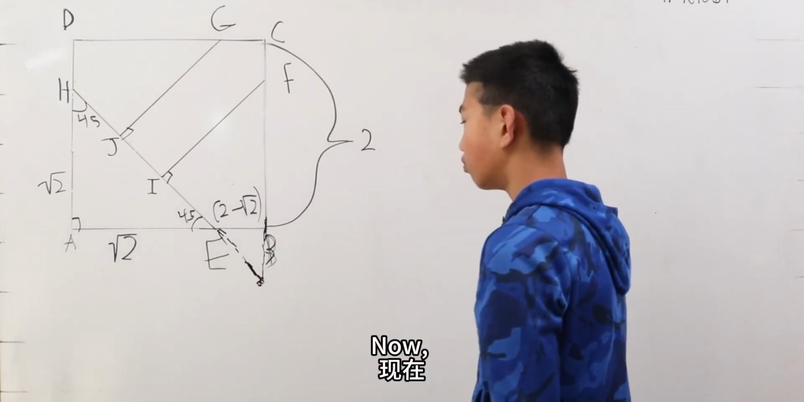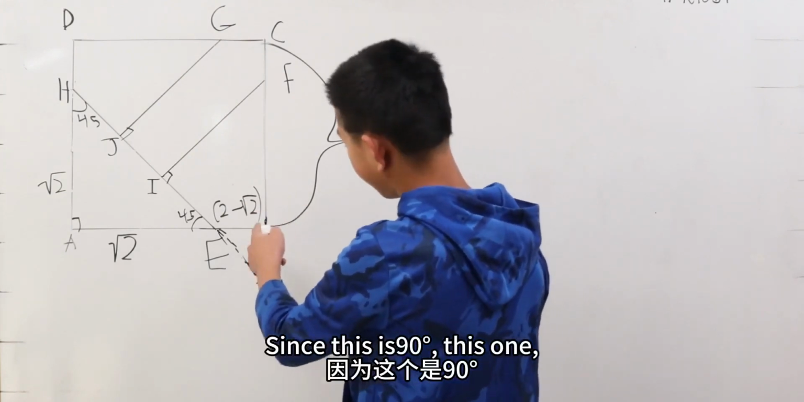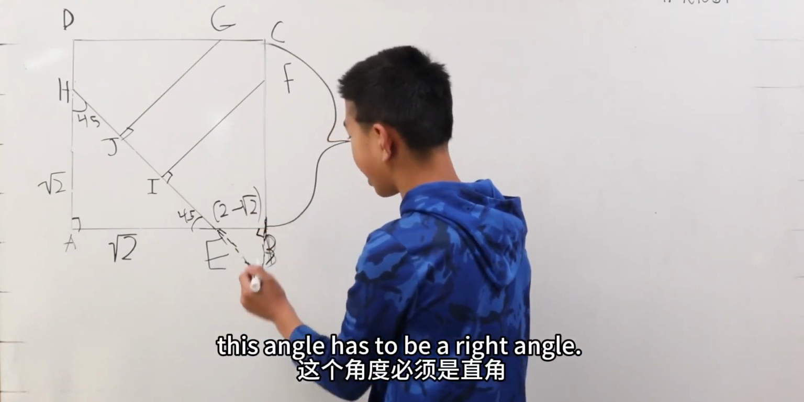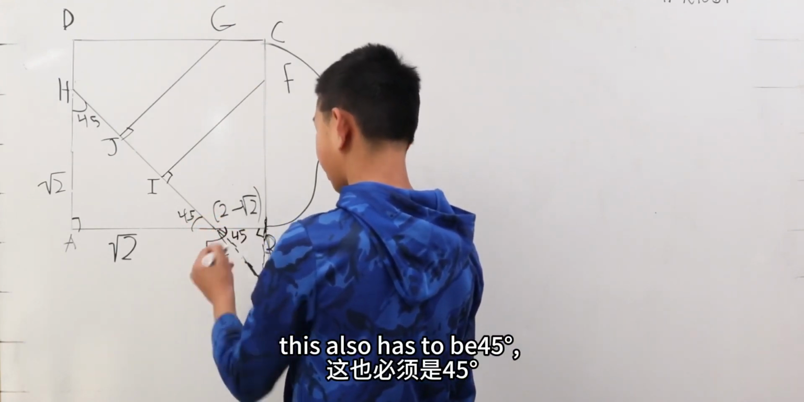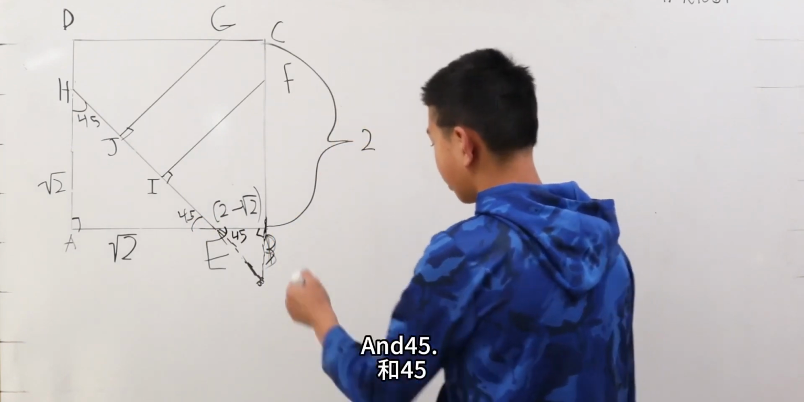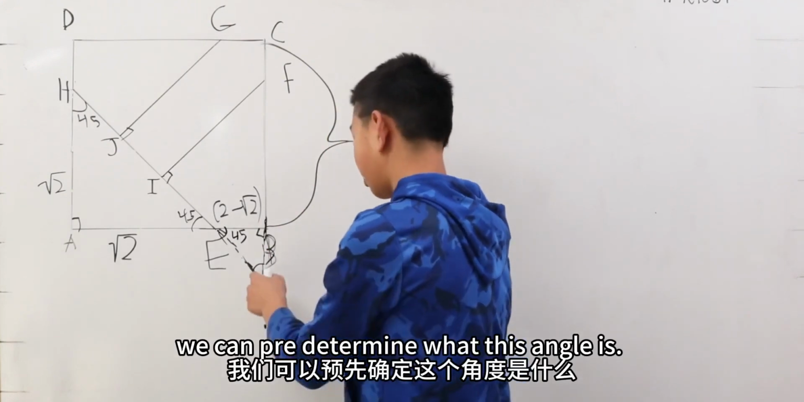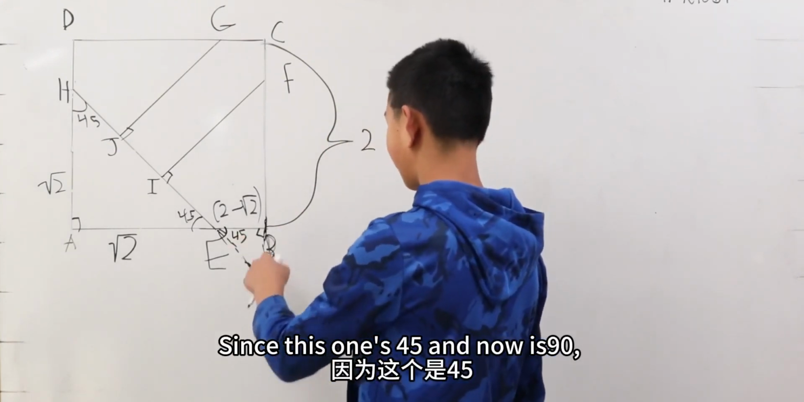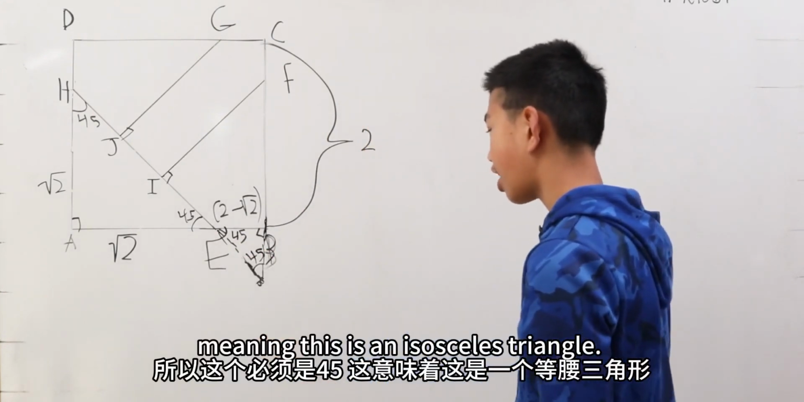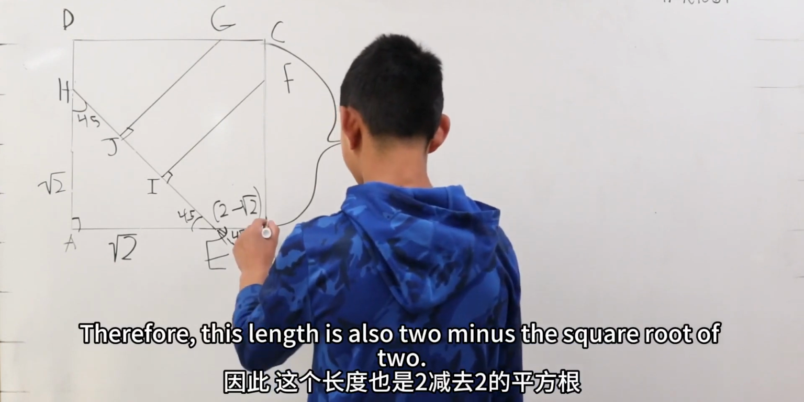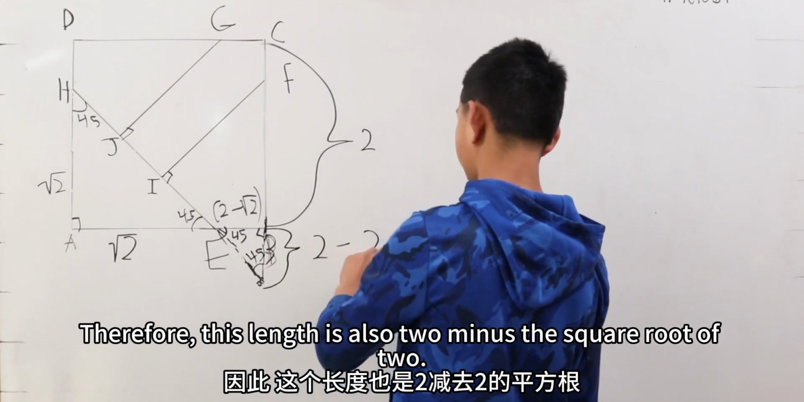Okay. Now, what do we know? This is still a straight line, and since this is 90 degrees, this angle has to be a right angle. Since this is 45 degrees, this also has to be 45 degrees because that's the criteria. If these two angles are already known, we can determine this angle. Since this one's 45 and that one's 90, this one has to be 45, meaning this is an isosceles triangle. Therefore, this length is also 2 minus the square root of 2.